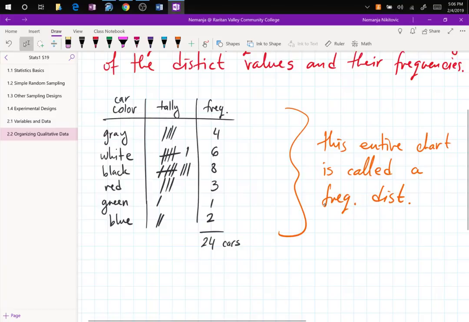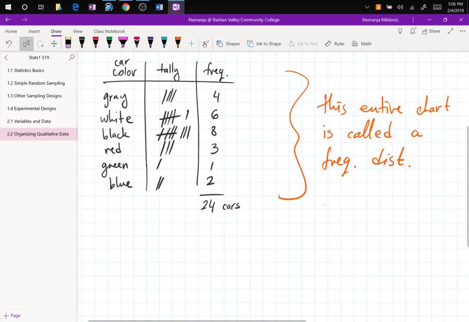So when the question, not if, but when the question on your exam and homework and final says create the frequency distribution or show frequency distribution, you are supposed to create a chart of values. You will be also making this chart of values on your project for the data you pick. So frequency distribution is just simply the table with values. The next part is the relative frequency distribution.